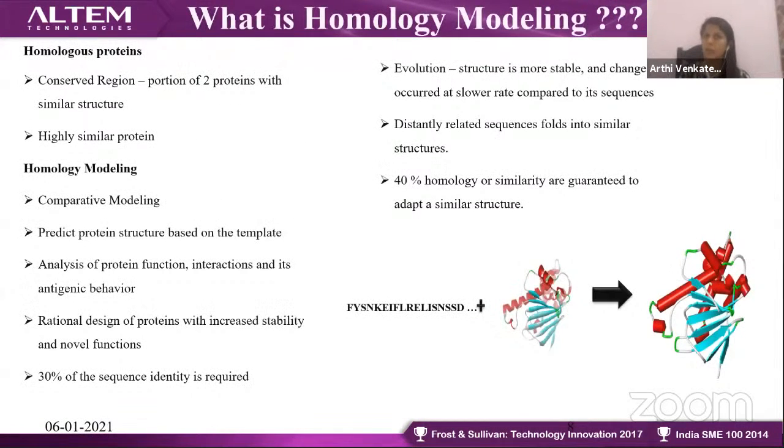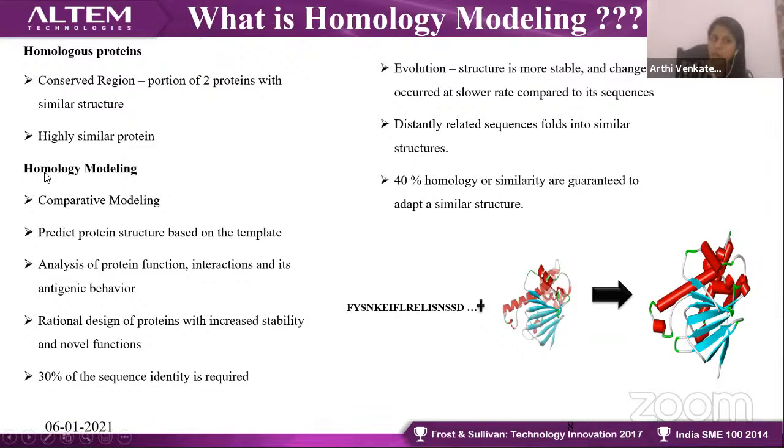Before we start with that, you should know what homology modeling is, and its basic steps. Say for example, you have two homologous proteins. Homologous is nothing but two similar proteins, and you need to check for the conserved region. If you check the portions, they will be similar. So you have a sequence A and a sequence B. Both sequences contain similar sequences. That is called a portion of two proteins with similar structure, and those will be highly similar proteins. Those are called homologous proteins.